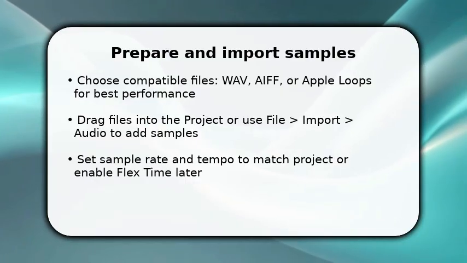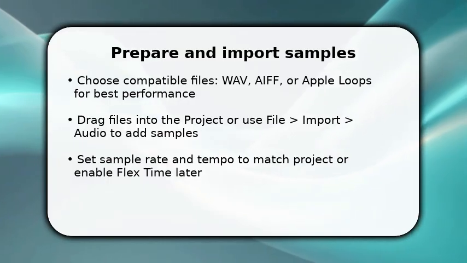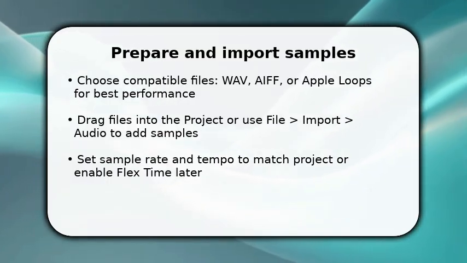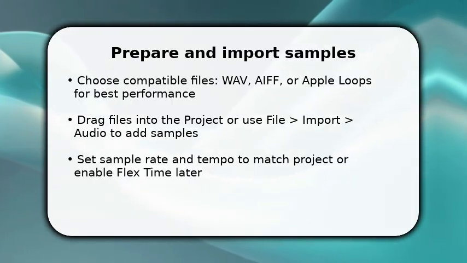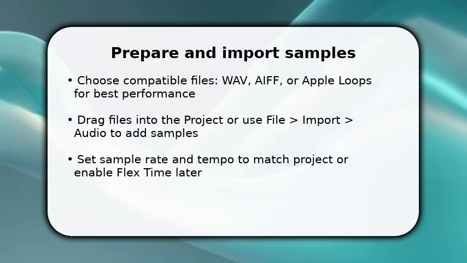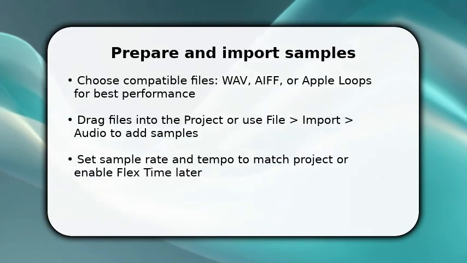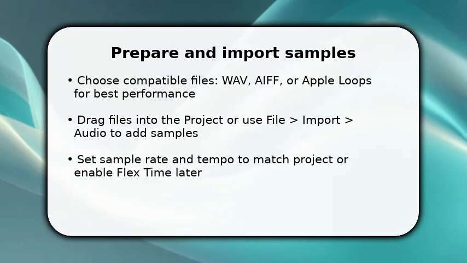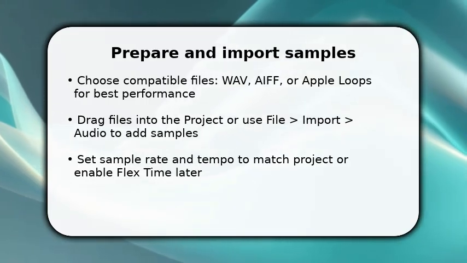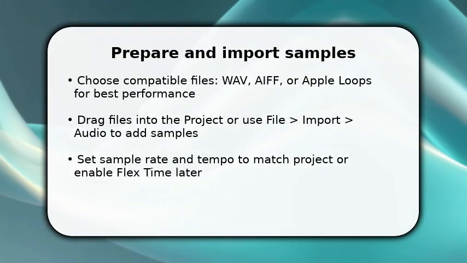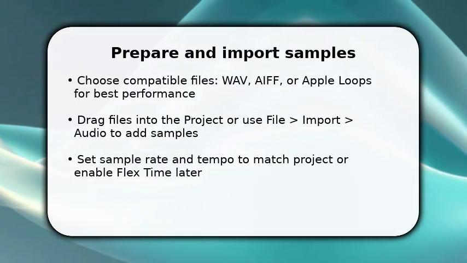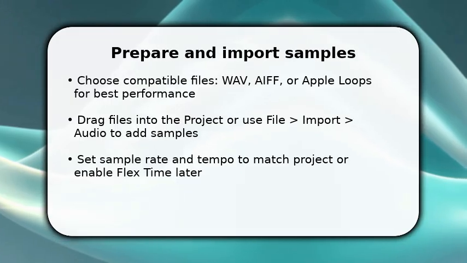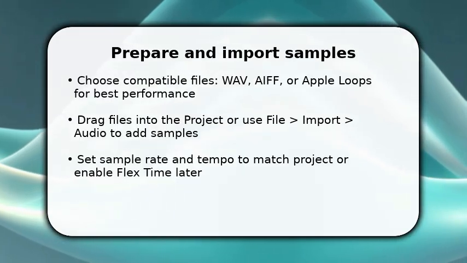You start by importing samples and matching them to your project's tempo and sample rate. First, pick WAV, AIF, or Apple loops for compatibility, then drag them into the tracks area or use File Import Audio. Once added, choose whether to keep original tempo or enable flex time. Make sure the sample's sample rate matches the project or resample to avoid artifacts. After that, name the track clearly so you can find it fast and proceed to editing.